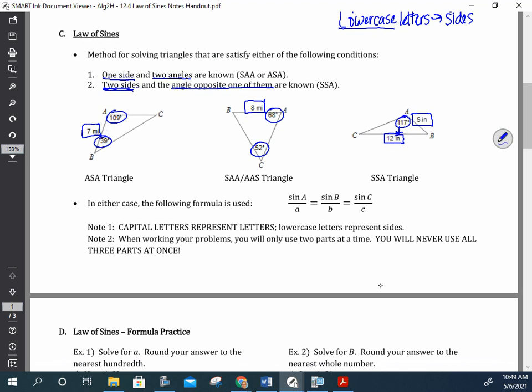And here is that formula. Sine A over a equals sine B over b equals sine C over c. Notice that it has three parts. As I mentioned up there, capital letters represent angles. Lowercase letters represent sides.